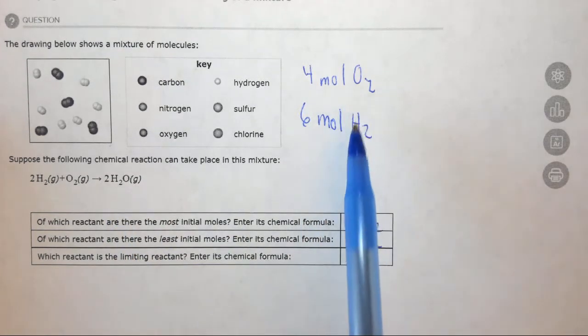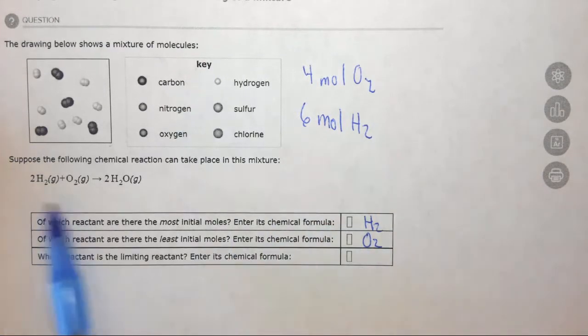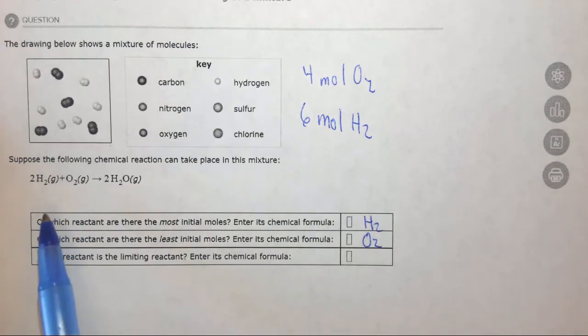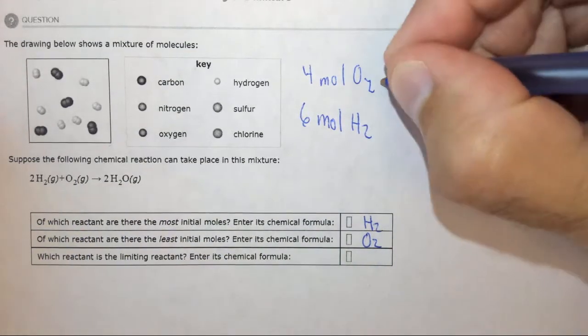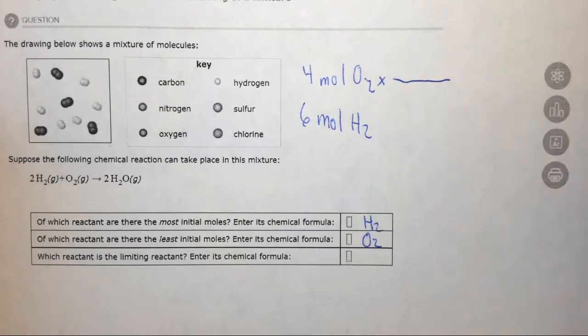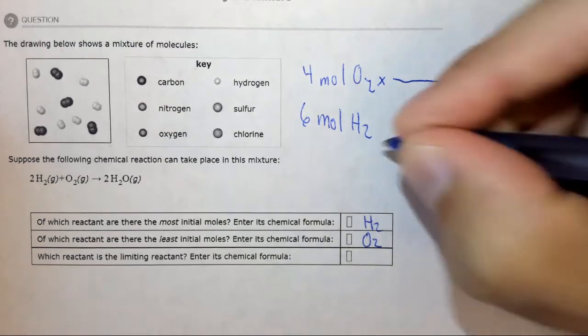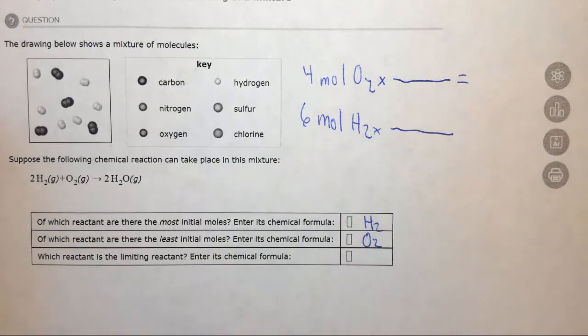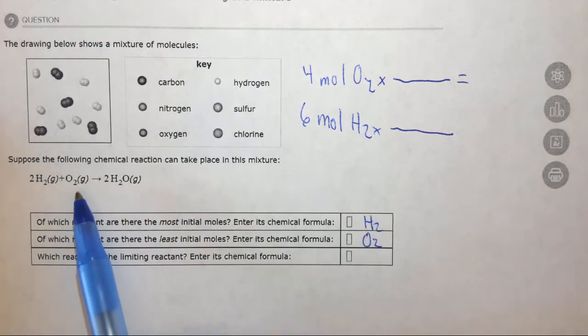So if you run out of oxygen or you run out of hydrogen, you can't make any more water. So let's see which one you'll run out of first. So let's do the calculation here. In both cases, we want to do dimensional analysis. To do this, we're going to use the balanced chemical equation.